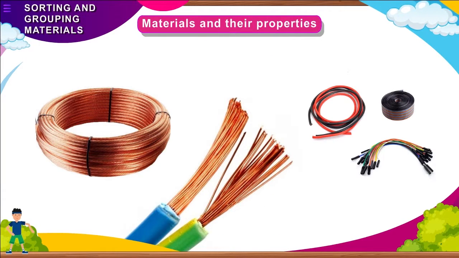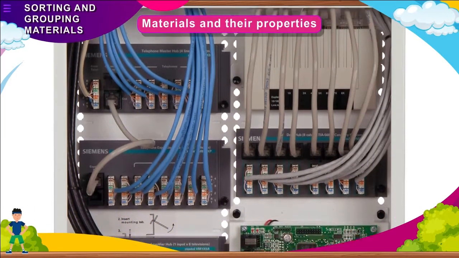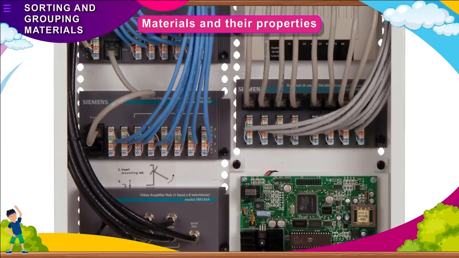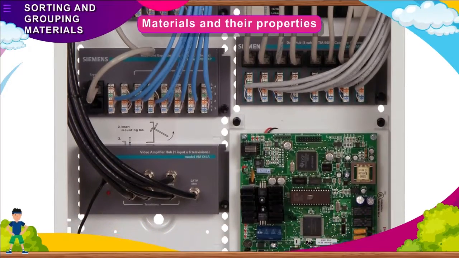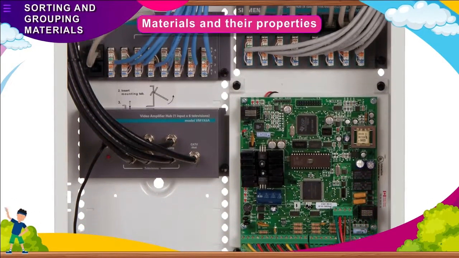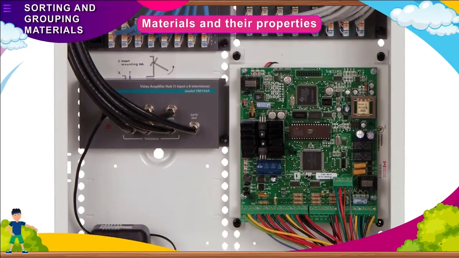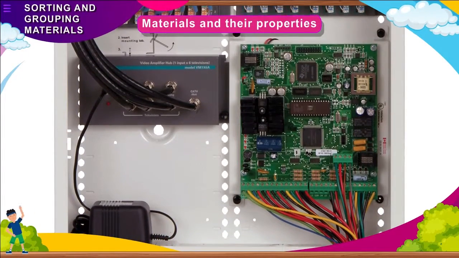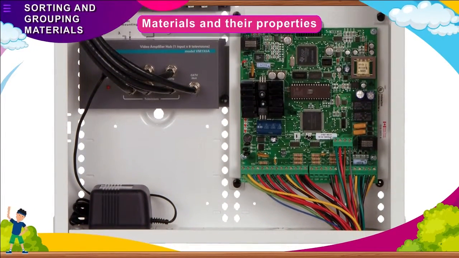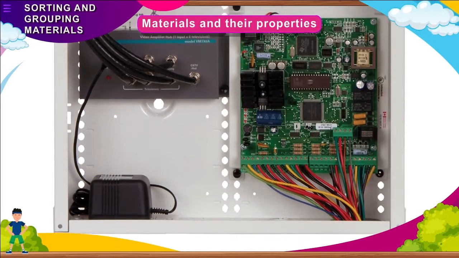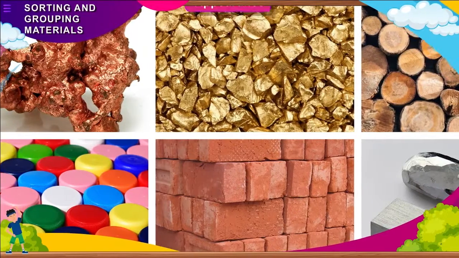Materials and their properties. If you think about the materials that are used to make some useful objects, you will find that in making an object, the choice of material depends on the use of the object and the suitable quality or property of the material. The sorting of materials depends on the properties of materials. We shall learn now what these properties are and how they are useful.